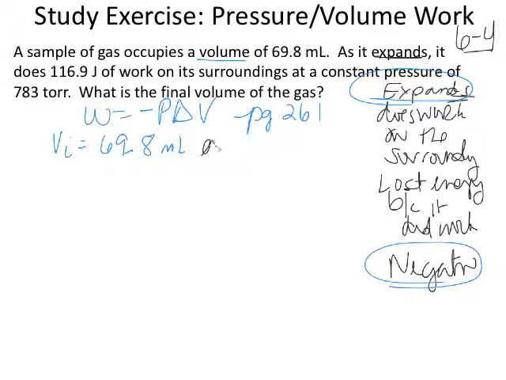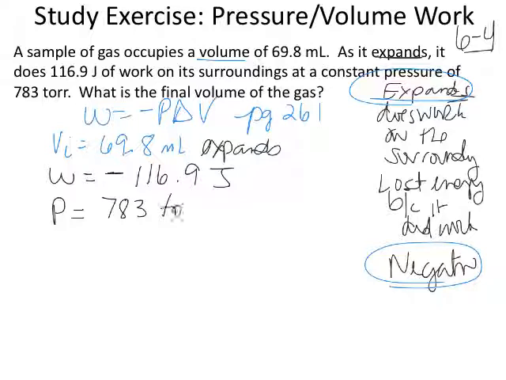And it expands. And the work, so what's the work going to be? It's going to be negative 116.9 joules, because it did 116.9 joules of work on its surroundings at a constant pressure. Okay, so the pressure is not changing, it's staying constant, and it's at 783 torr.